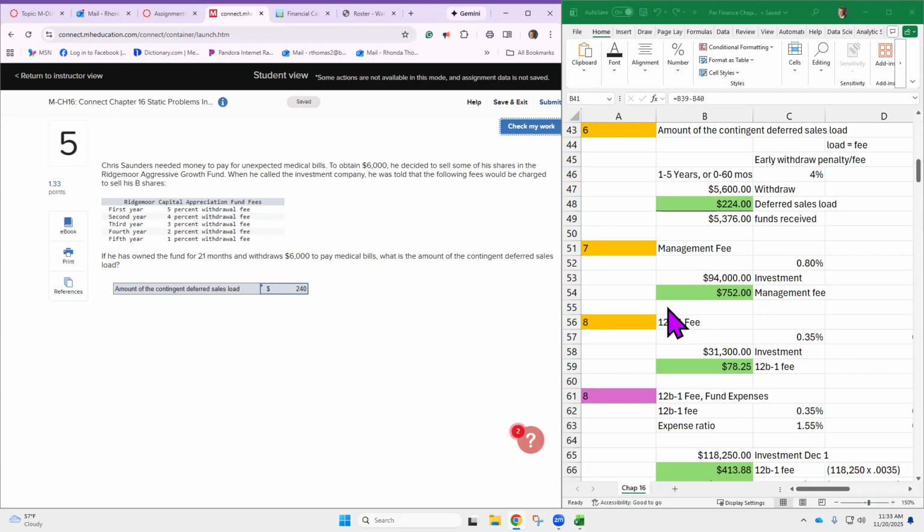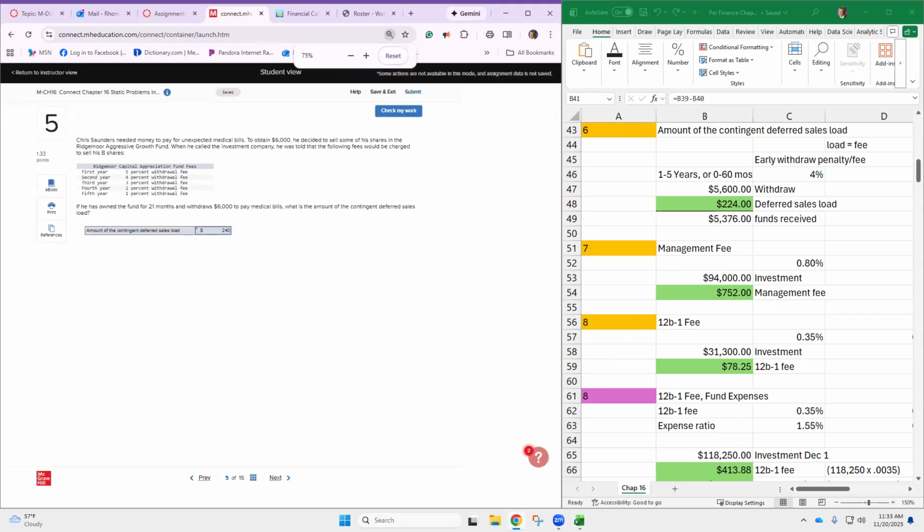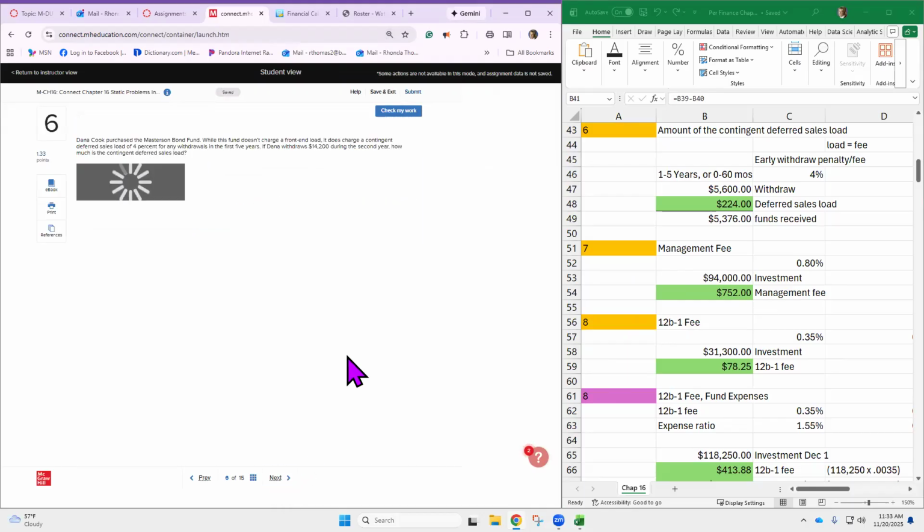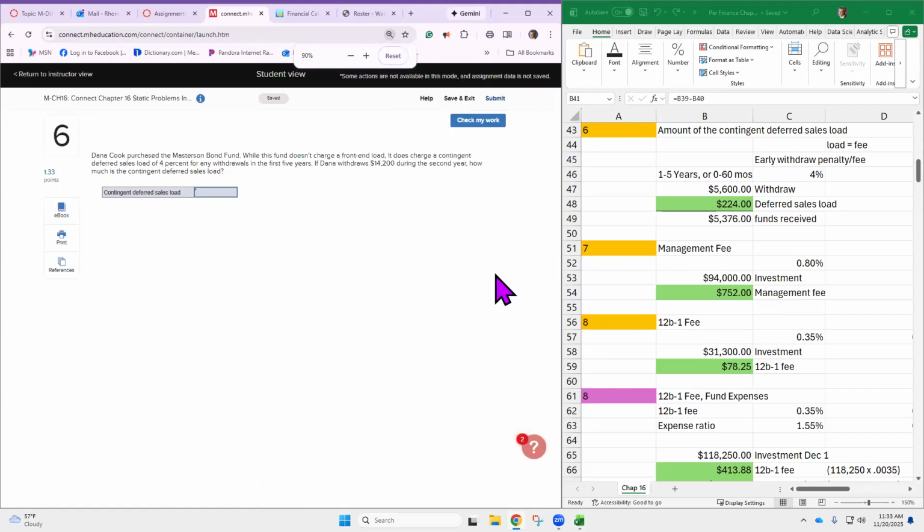Okay, so I think we're ready for number 6 now, which takes us to another one of these problems, but this problem tells you how much the fee will be, how much the load will be. So this is called a contingent. Something that's contingent means if it happens, right? If it happens.